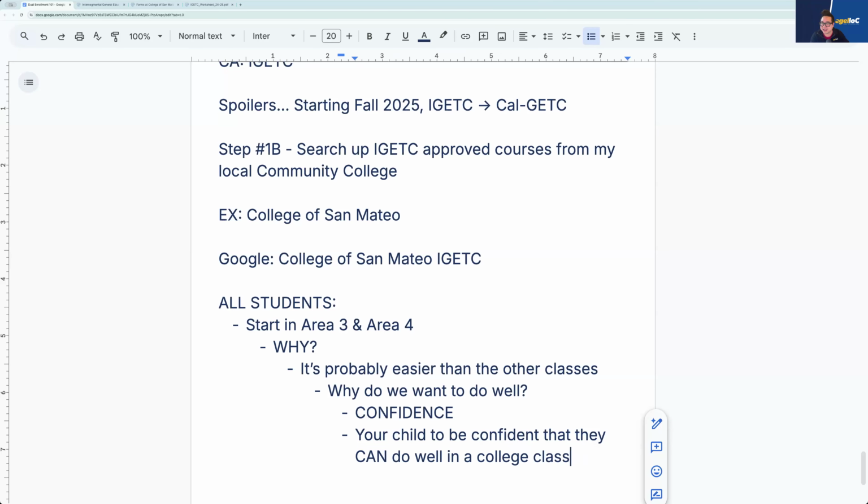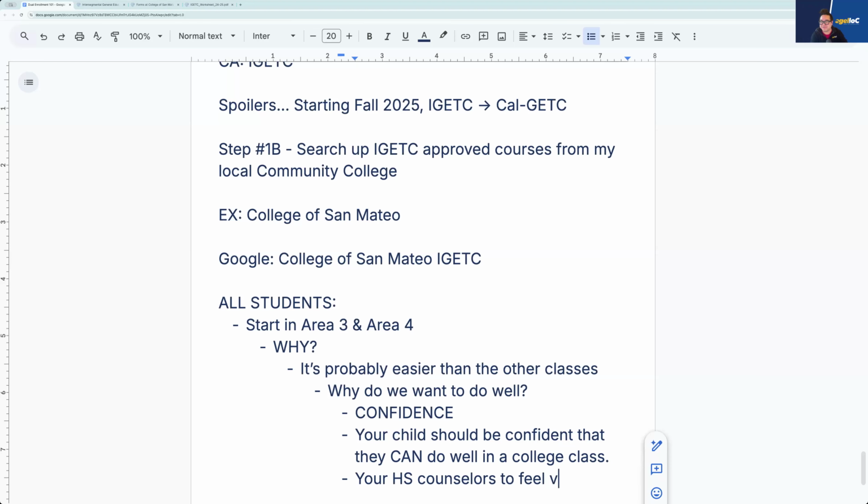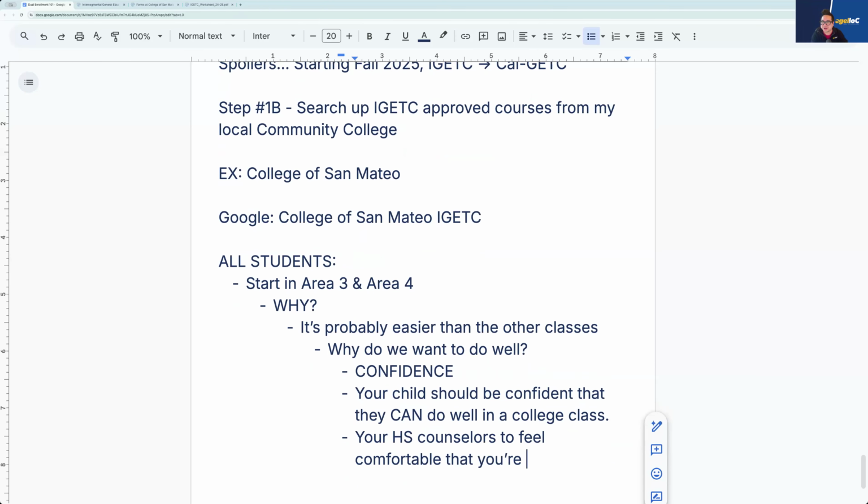At the end, they're sitting in a college class, either virtually or in person, with people 4, 5, 6 years older than them. So again, it's a little intimidating. I want the student to be confident, like, hey, I did well. Number 2, your high school counselor should feel comfortable that you're okay.